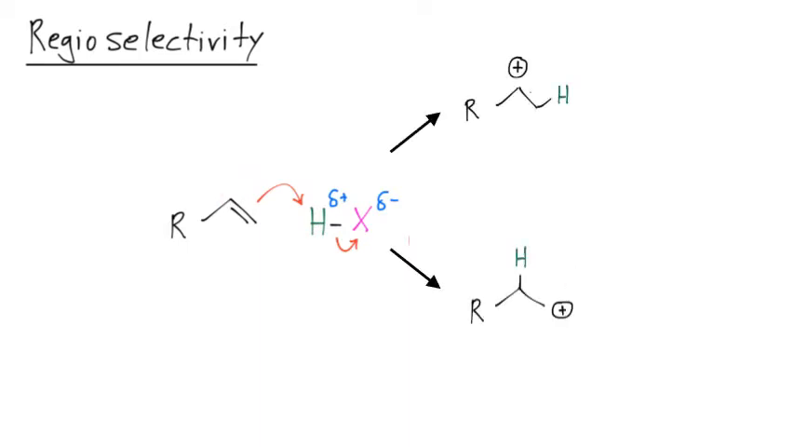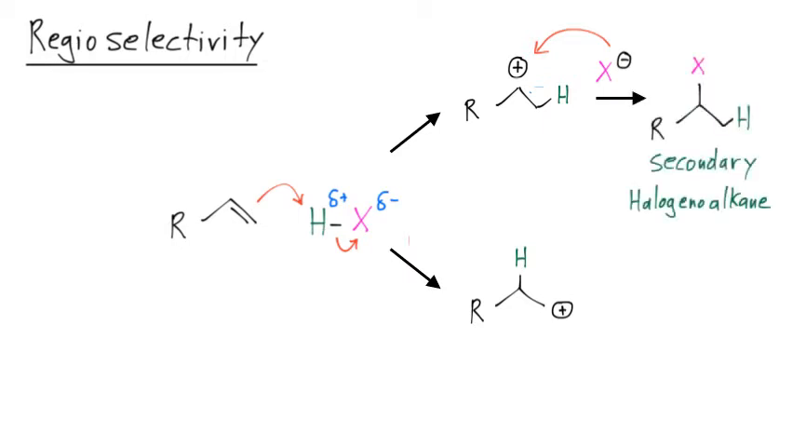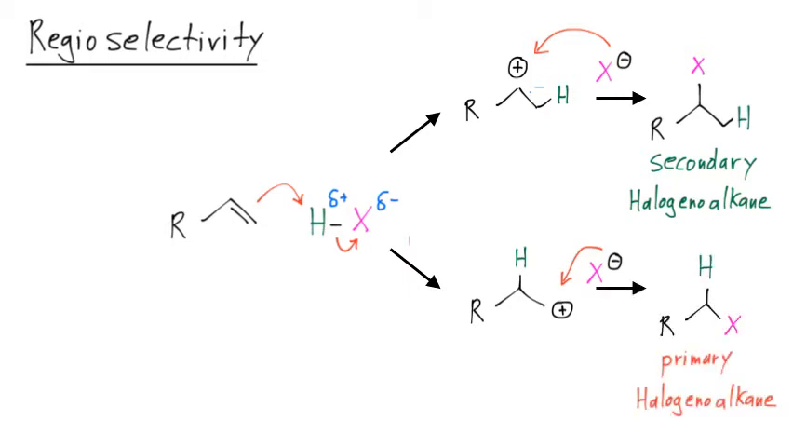Both are possible. At the end, you get carbocations that are formed, and the positive charge is either located at the middle carbon if the proton added to the end carbon, or it's located at the end carbon if the proton added to the middle carbon. In both cases, the halide can now undergo a nucleophilic attack on the positive charge, leading to this addition and forming here a secondary halogenoalkane, or it could attack the end carbon, the positive charge, leading to the formation of a primary halogenoalkane. Good, so the question is now, which route is more favorable?